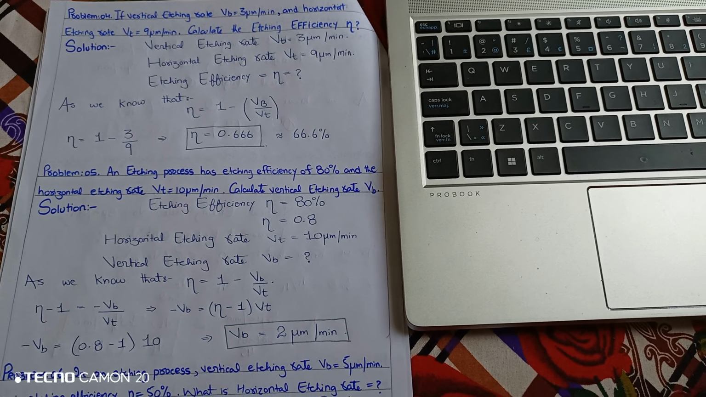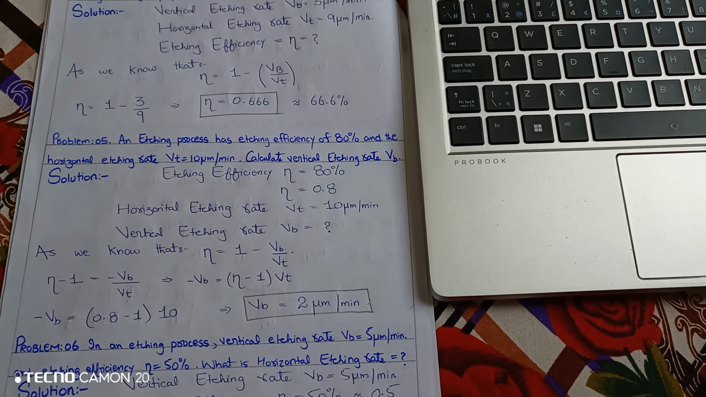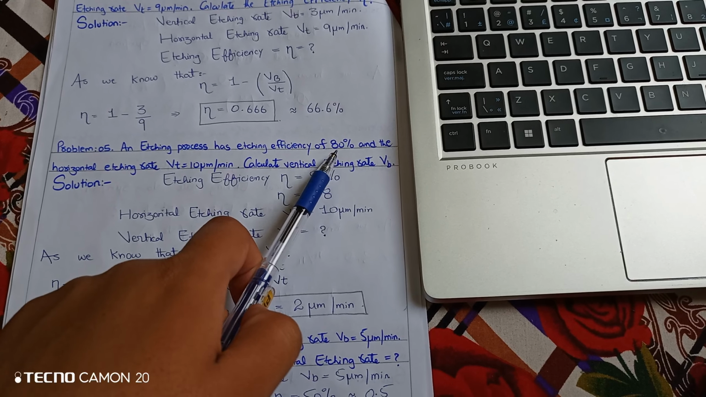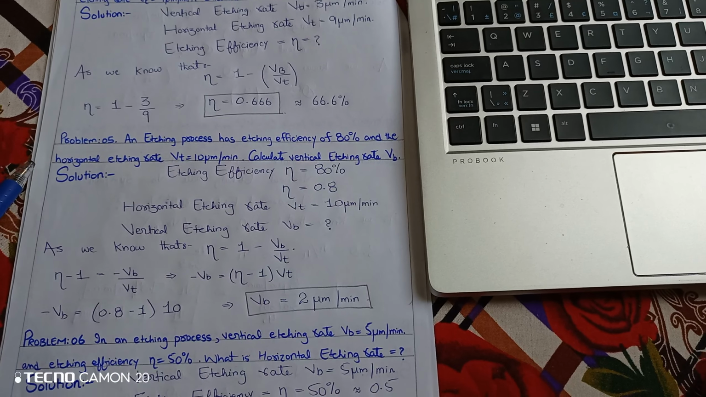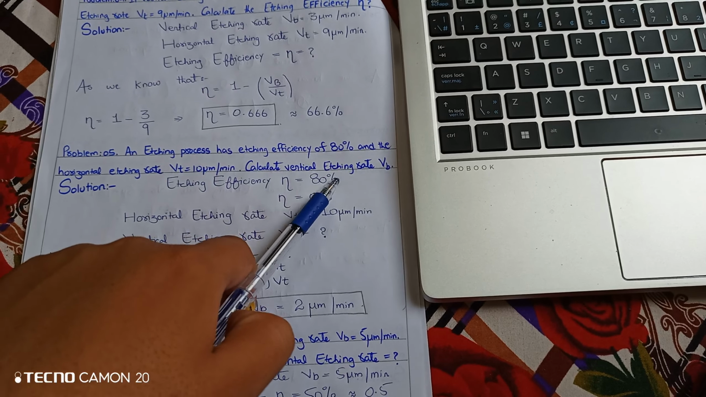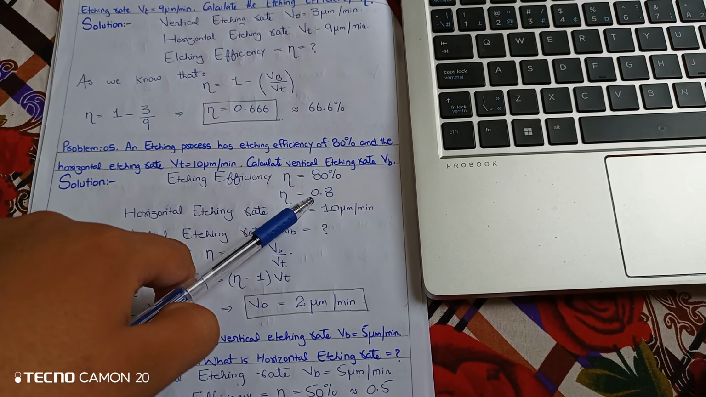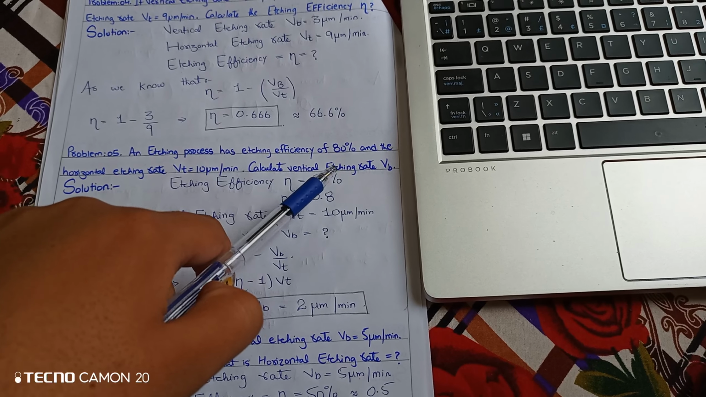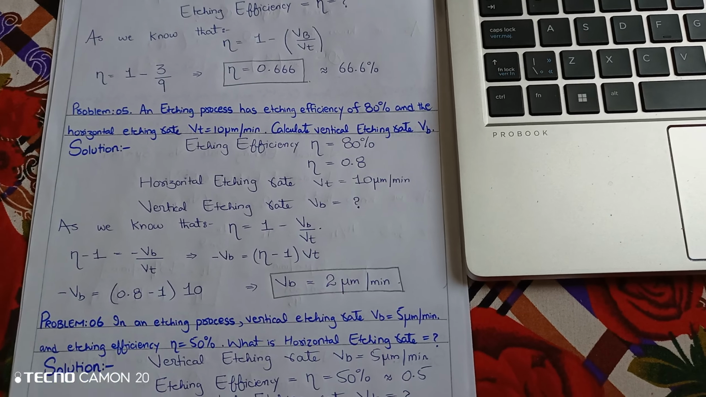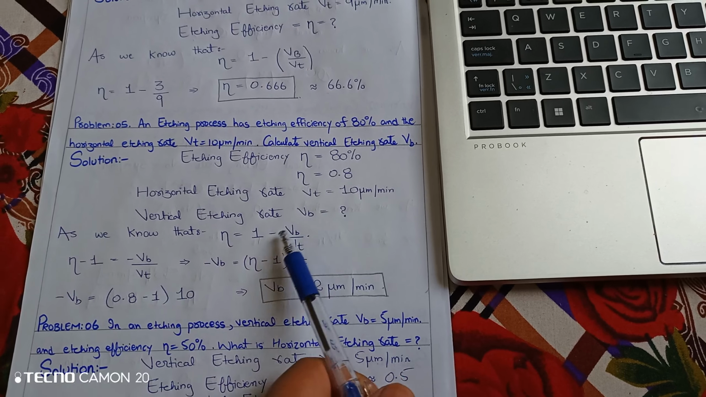Okay, now move on towards our fifth problem. Our fifth problem says that an etching process has an efficiency of 80%. Now the efficiency is mentioned, which is 80%. And the horizontal etching rate, which is Vt, is 10 micrometer per minute. What you have to calculate? You have to calculate the vertical etching rate, meaning Vb. Again, eta is given, which is 80%, and in value it is 0.8. After dividing 80 by 100 percent, you convert the percentage, so eta equals 0.8. And the horizontal etching rate is Vt equals 10 micrometer per minute. You have to calculate the vertical etching rate, meaning Vb.